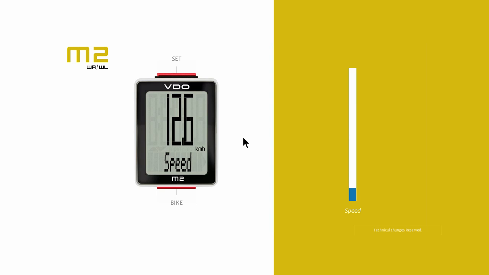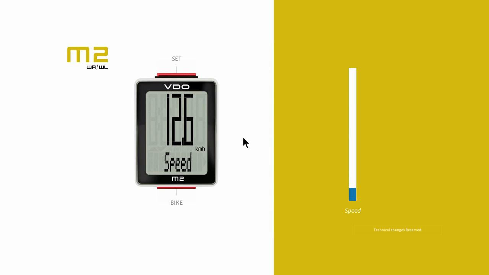The models M1 and M2 wired as well as M1 and M2 wireless are set to English on delivery as standard, but can also be switched into 7 other languages as required. The desired language can be selected in the CycleComputer settings.